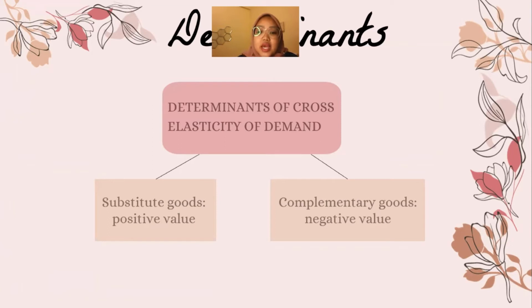The next is complementary goods. Complementary goods have a negative relationship with each other, which means that if product X increases in price, demand for product Y falls. This is because fewer people buy product X due to the higher price. As a result, fewer people are also buying product Y, which only adds value to product X.